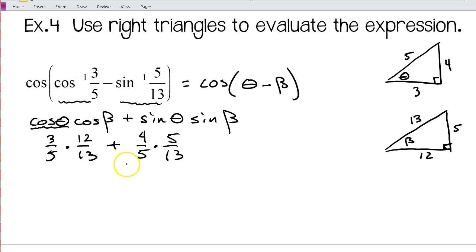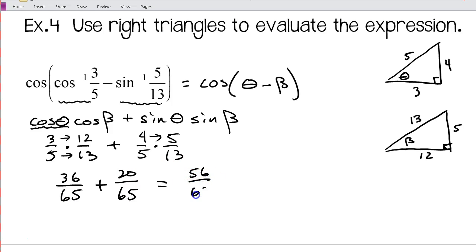So again, I have the sum of some products here, so I'm going to multiply straight across. 3 times 12 is 36. 5 times 13 is 65, plus 4 times 5 is 20. 5 times 13 is 65, and then I'll add those up. I have a common denominator. That's going to be 56 over 65. So it's kind of a long process.